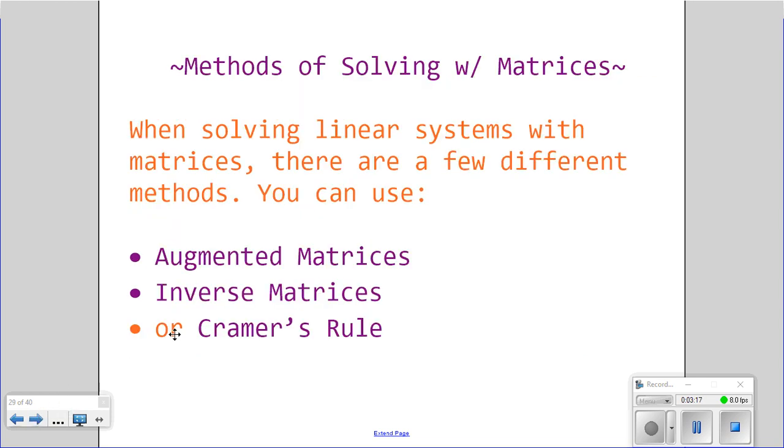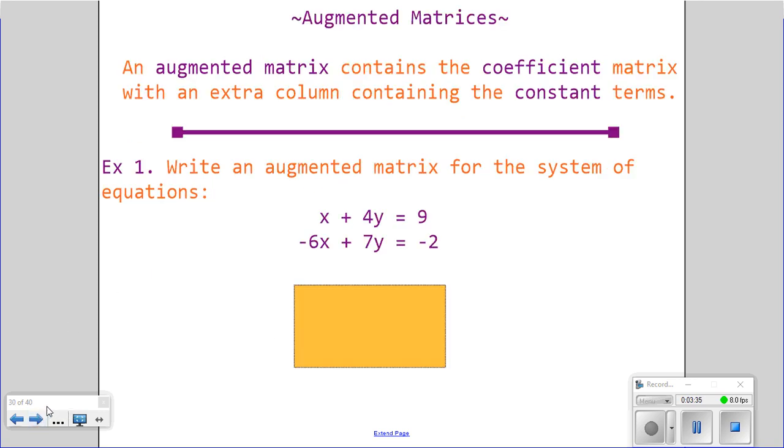When solving systems with matrices, there are various ways out there. There's augmented matrices, inverse matrices, or Cramer's rule. But today we're going to focus our attention on augmented matrices. An augmented matrix contains the coefficient matrix with an extra column containing the constant terms.